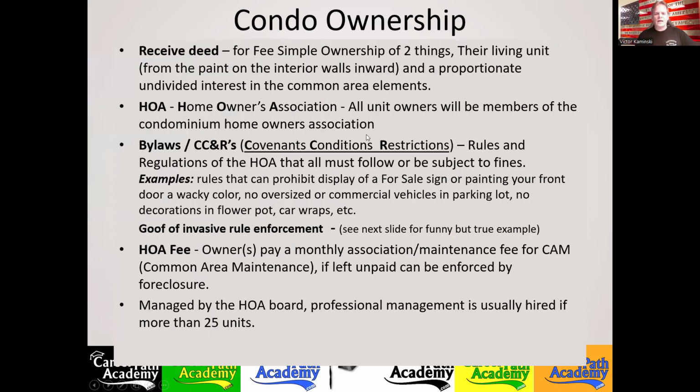So when you own a condo, what are you getting? You receive a deed for fee simple ownership of two things. Your living unit from the paint on the interior walls inward, because you're not supposed to be breaking into the walls, because those pipes behind the walls are shared by all the other unit owners. The water goes through those.